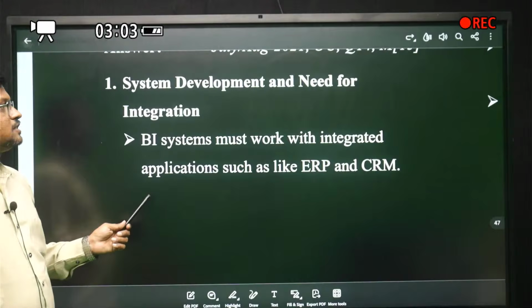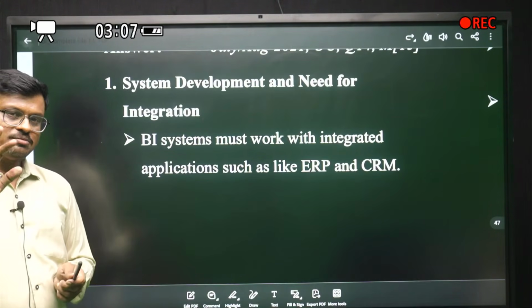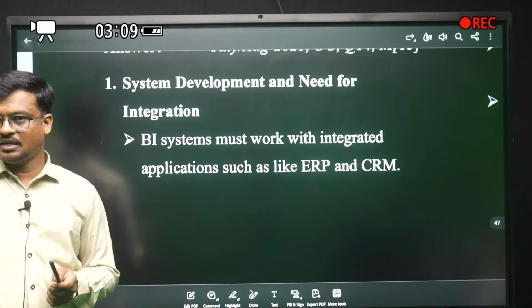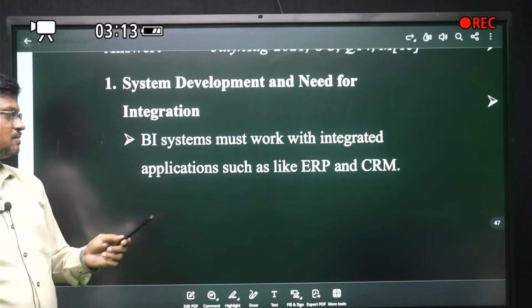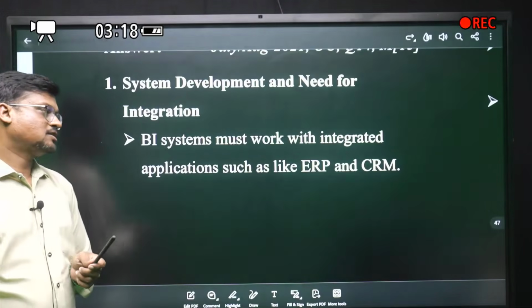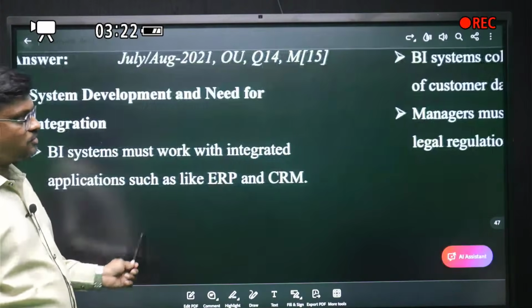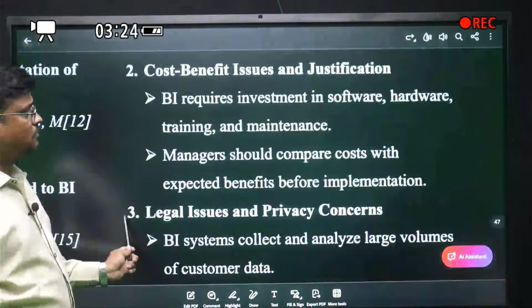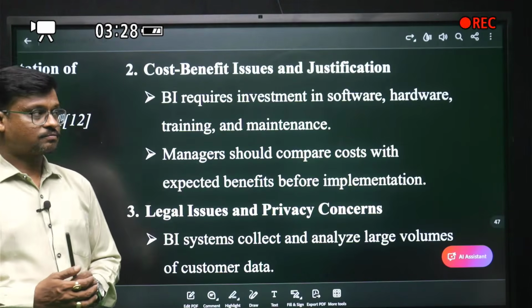First one is system development and need for integration. BI is not a simple thing. It has to be integrated from the legacy data in all the departments of your organization. So that is going to be one of the toughest things. BI systems must work with integrated applications such as ERP and CRM, right? Which is the toughest thing. Done here.